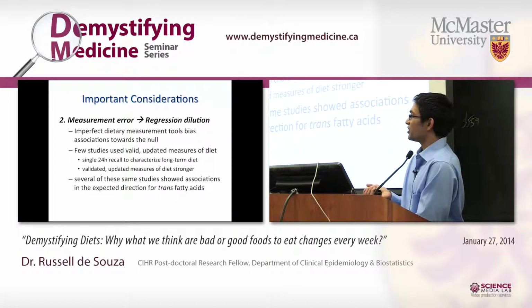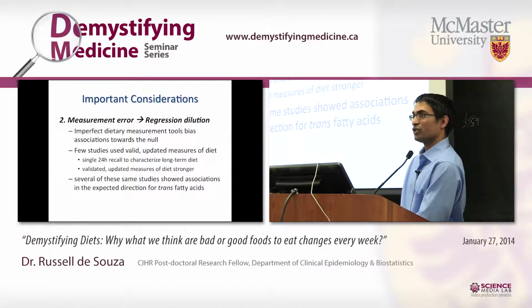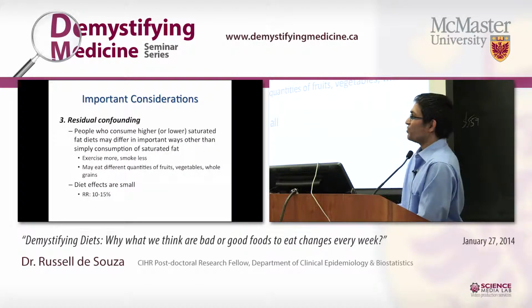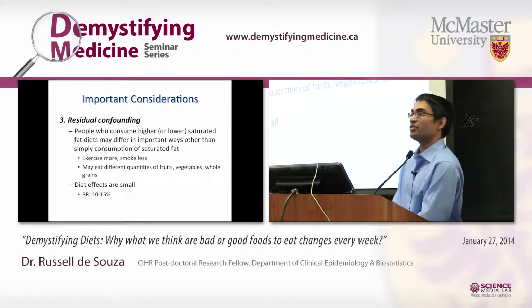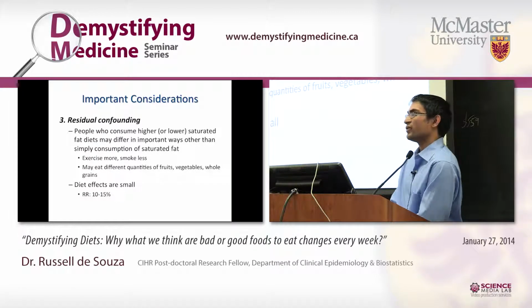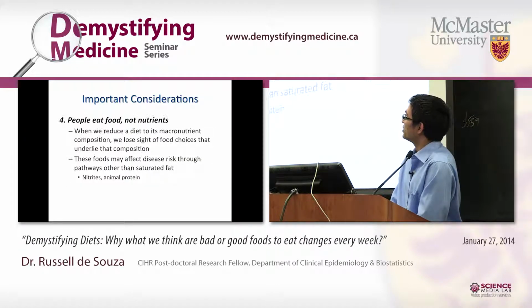But I think it's important to note that several of the same studies that we use for this saturated fat analysis also showed very strong positive associations between trans fat and heart disease, which is very consistent with what we'd expect. Now we have the issue also of residual confounding. As Sonia was mentioning, people who eat high or low saturated fat diets may differ from other individuals in important ways. They may exercise more, they may smoke less. And finally, diet effects are relatively small. Relative risks for single dietary components may be as low as 10 or 15%, or even smaller. So the effect of confounding may be very important in diet disease studies.